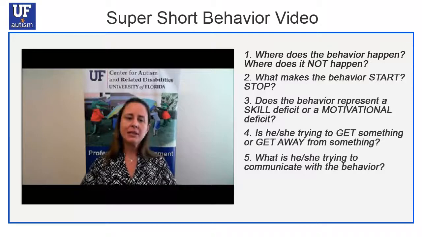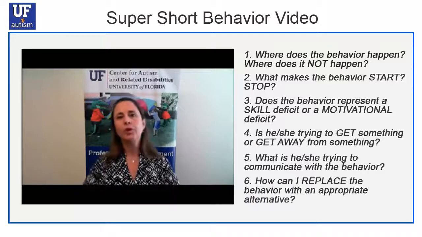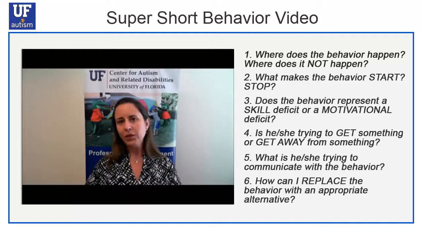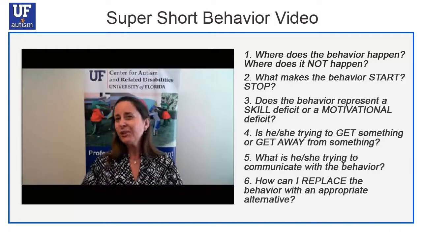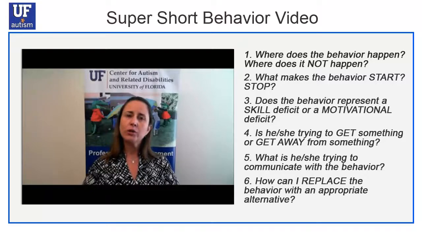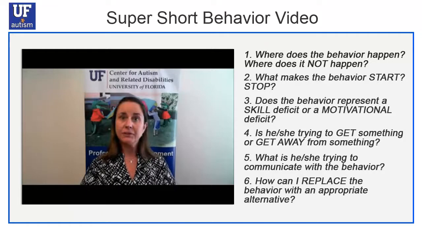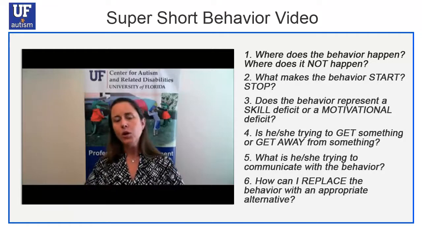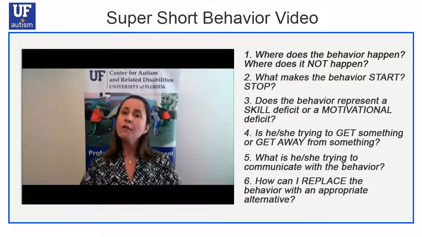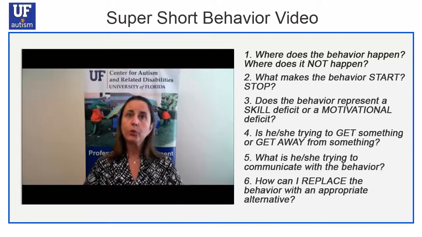And then lastly, how can I replace the behavior with an appropriate alternative? So the whole goal of asking all of these questions is to eventually say, what am I going to do about it? If we have a skill issue, as I mentioned a moment ago, we're going to work on teaching a skill to make up for that skill deficit. If it's a motivation issue, we're going to motivate the child to act in a different way. Both of those require that we teach an appropriate alternative.